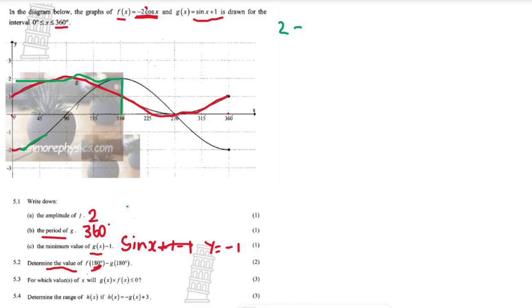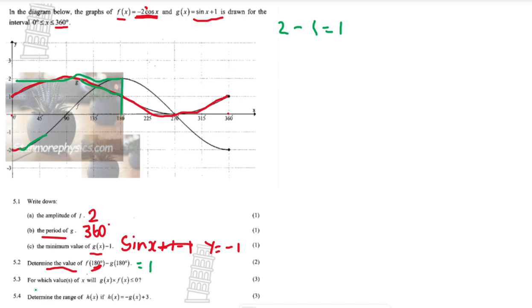So you're going to say 2 minus g. There's our g here. At 180, it's at 1. So 2 minus 1 equals 1. So this answer here gives us 1.